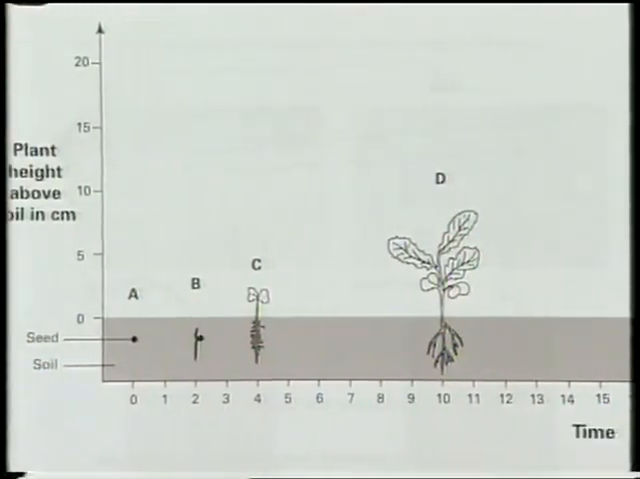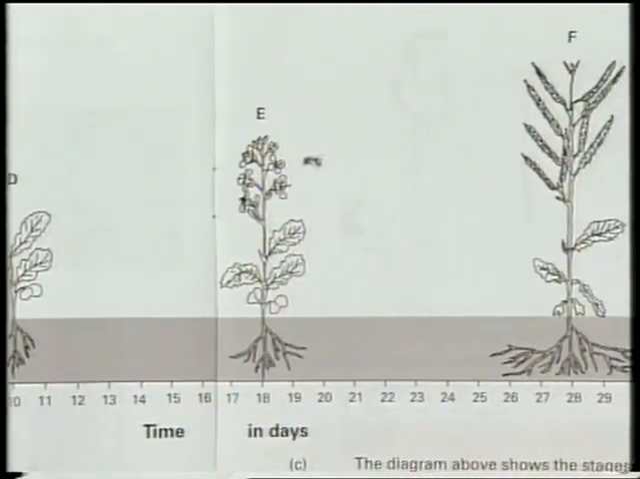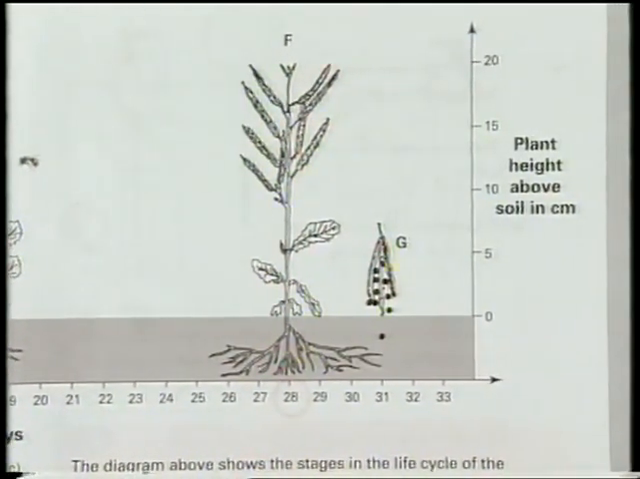Well, here they've used pictures to show what has happened, but you read it like a bar graph. You look at the horizontal axis first. It tells you the time in days, so you have to look at the time you're interested in. Here it's 28 days. Then you look on the vertical axis, which shows the plant's height above the soil in centimetres. The plant is 20 centimetres high.